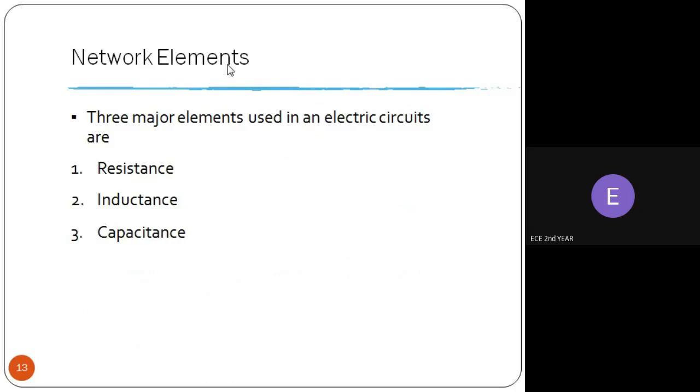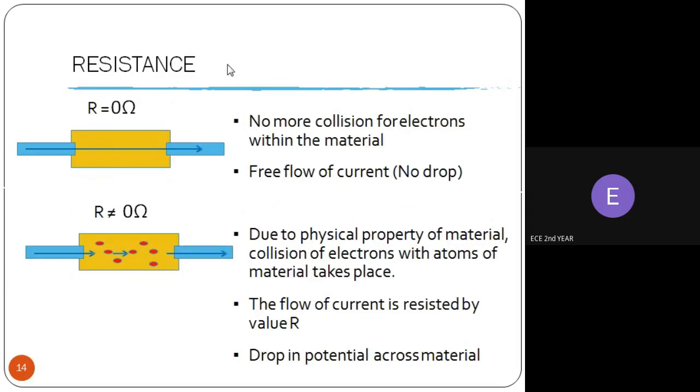There are three major elements used in electric circuits: resistance, inductance and capacitance. Let us see all three elements in a detailed manner. First, we'll go with the resistance.